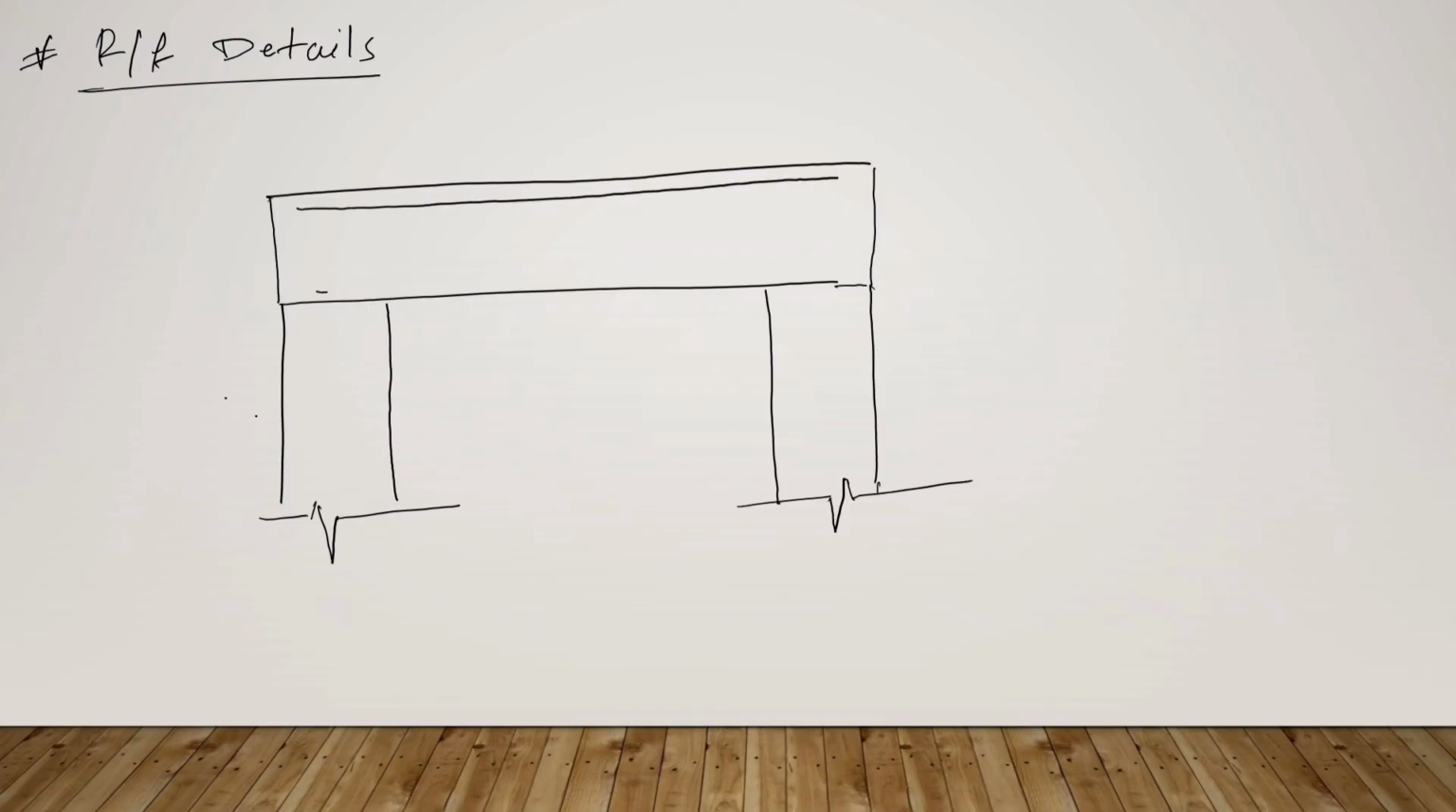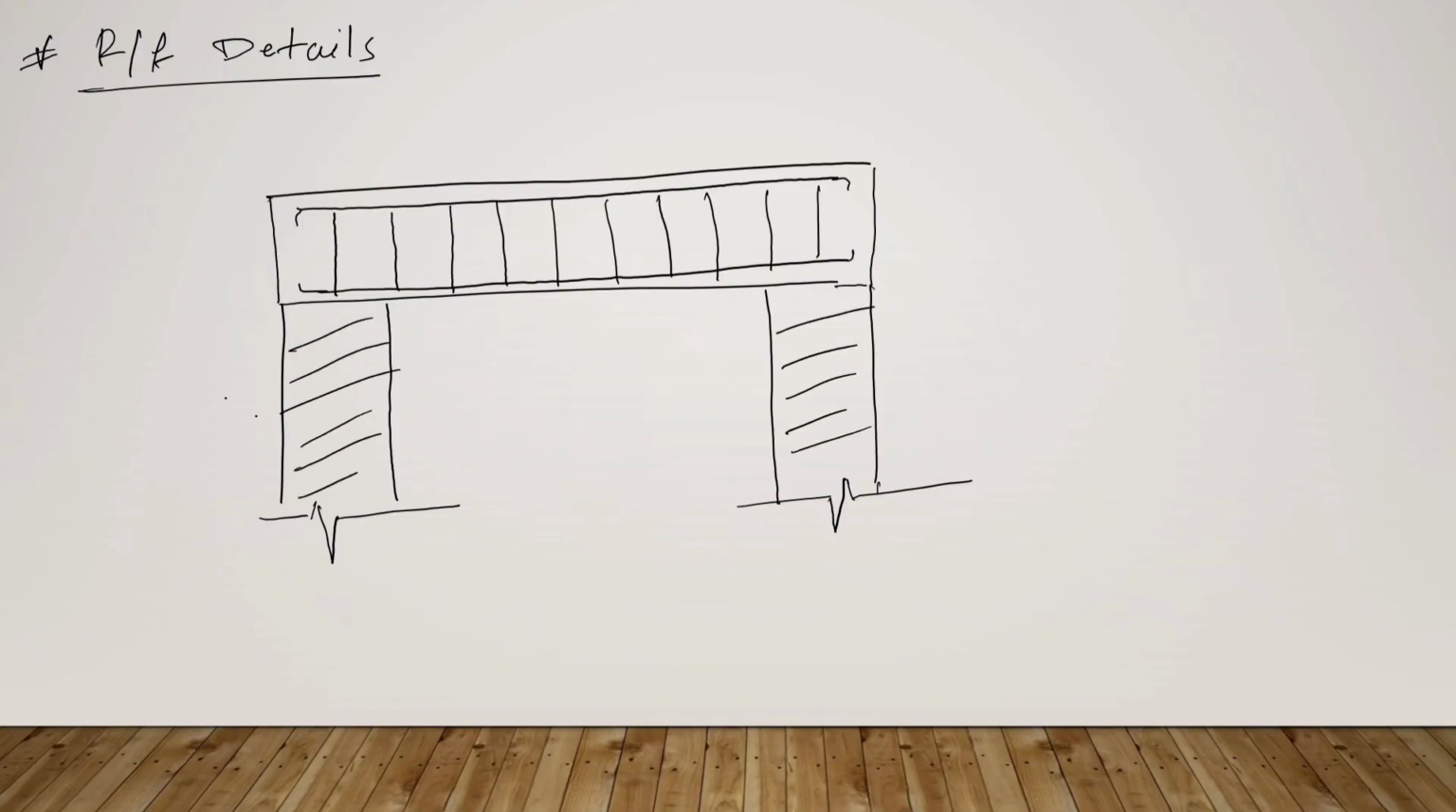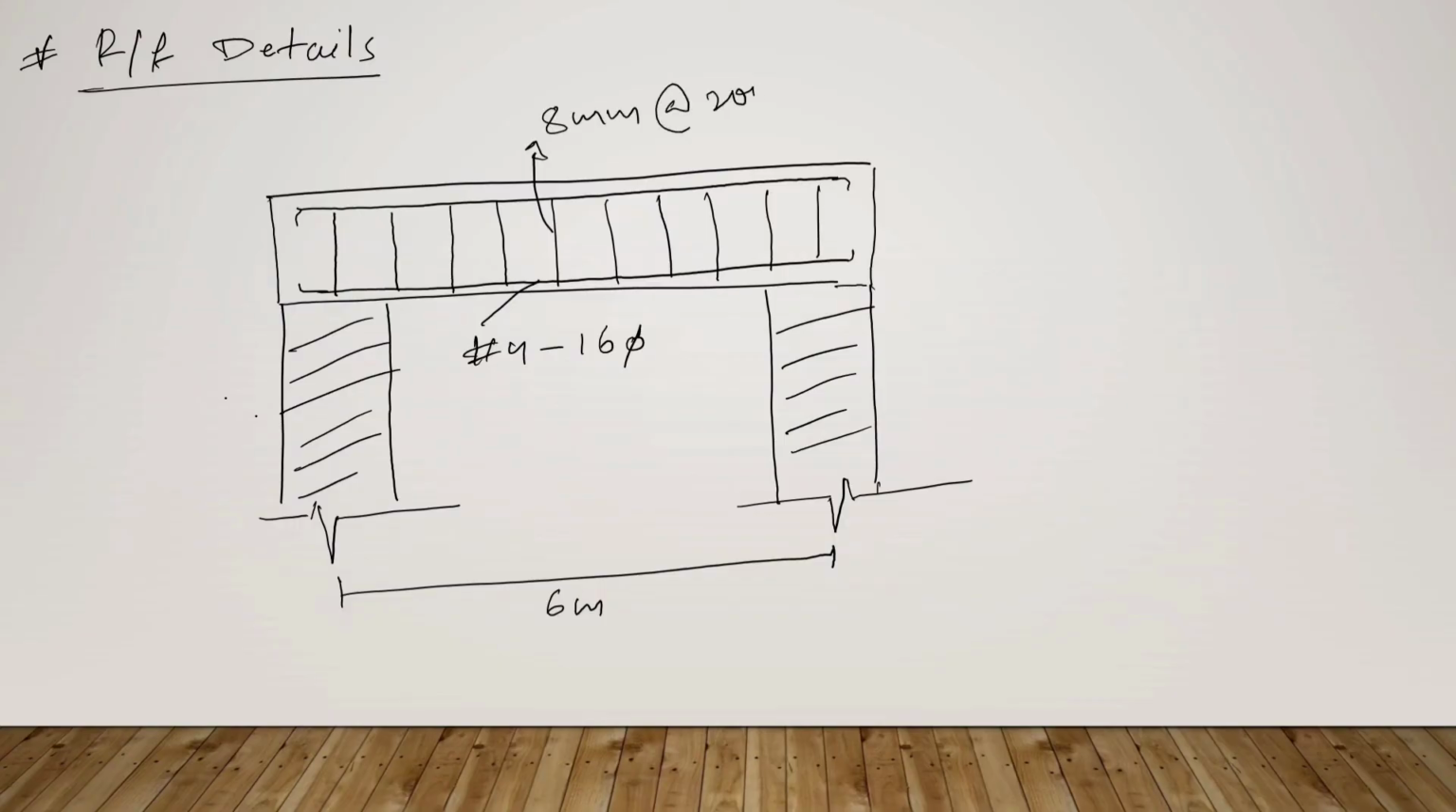ಟಾಪ್ ಬಾರ್, ಬಾಟಮ್ ಬಾರ್, ಸ್ಟಿರಪ್ಸ್. This is supports. The effective length 6 meters. Bottom bars provided 4 numbers 16 mm dia. Stirrups are provided 8 mm at 200 mm center to center.